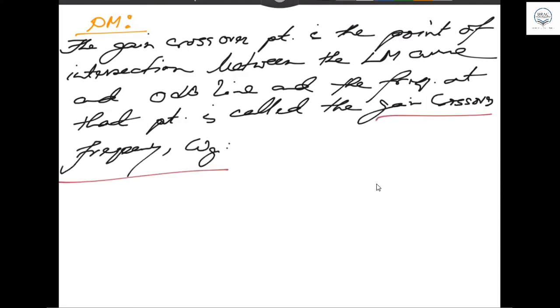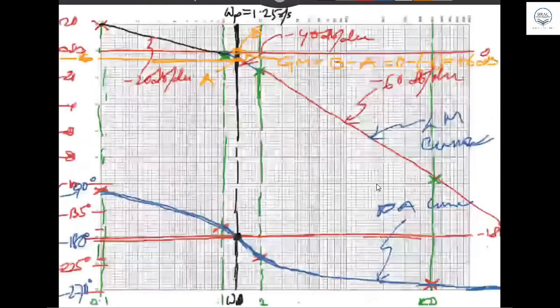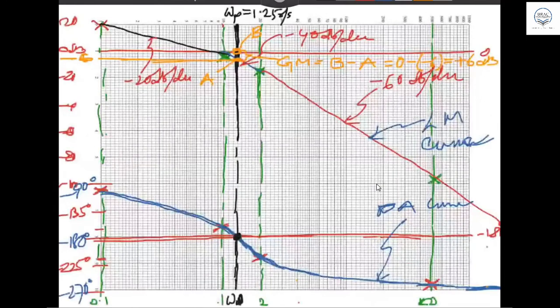But it is the intersection between what? It is the intersection between the 0 dB line and the log magnitude curve. So this log magnitude curve and 0 dB line intersection point you have to find first, and then the corresponding frequency, exactly the same way as we have done. Let's go and do it. Now we have to go for the log magnitude curve and 0 dB intersection point.